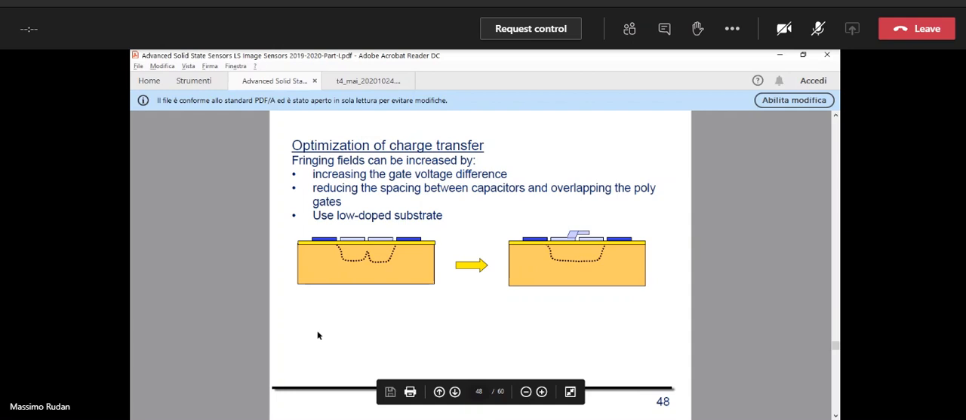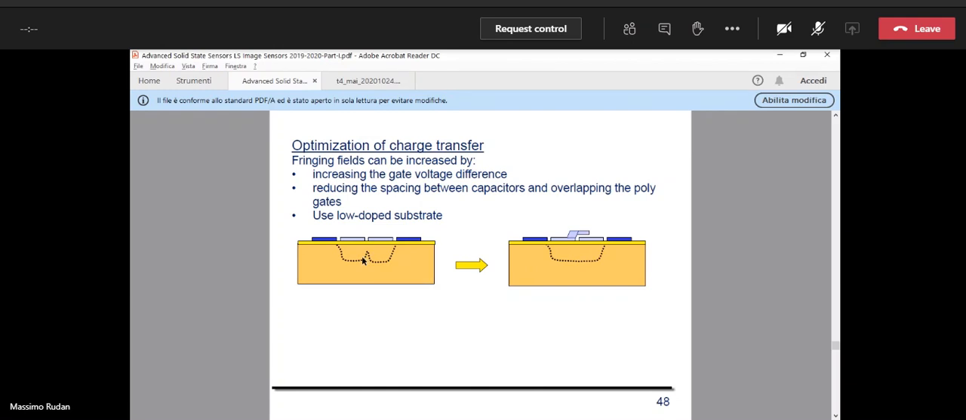An example, okay? Inevitably, in the depleted region that appears under two consecutive gates, okay, there is this type of shape, okay? This introduces a field that is called the fringing field, okay? Of course, this is a negative aspect for the transfer efficiency, okay?